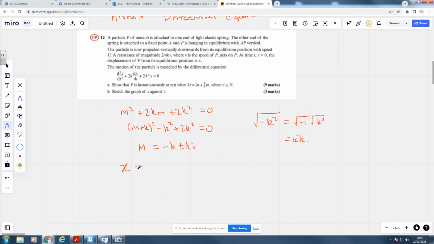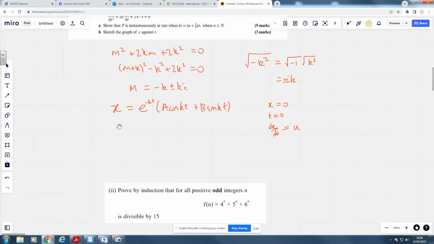So this gives us the general solution to the equation, yeah? It's going to be x equals e to the minus kt, a cos kt plus b sine kt. But we've got some conditions, haven't we? Because we know that the displacement is 0 when the time is 0, and they also give us the initial speed as u, yeah? So we've got those initial conditions.